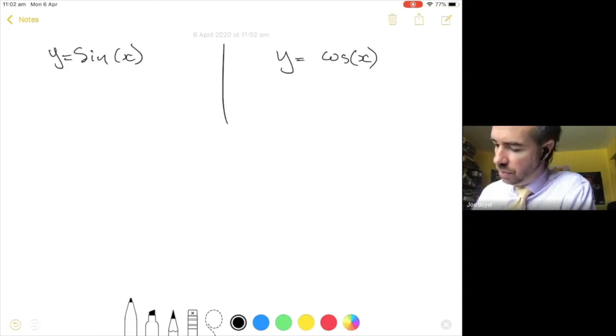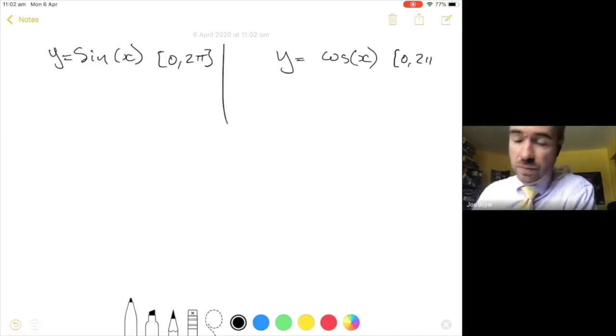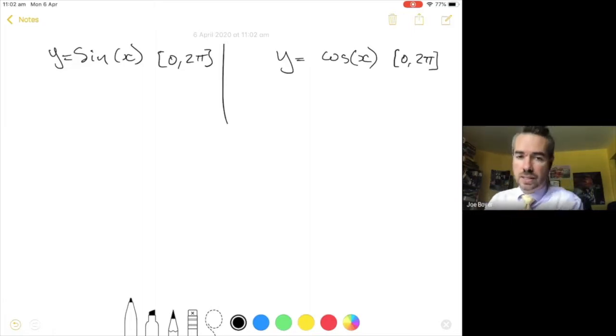So if I'm sketching both of these over the domain 0 to 2 pi, and I'm doing this introduction very quickly because I'm assuming that most of this you should have picked up in the interactive lesson that we had last week. That was last Tuesday, where you would have been playing around with Desmos.